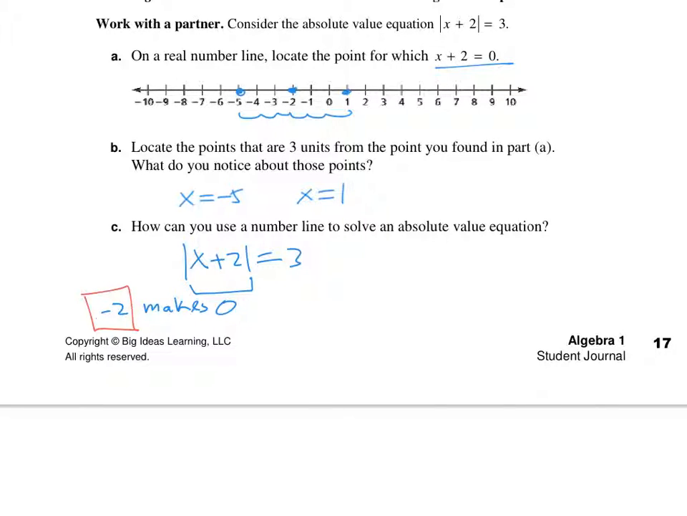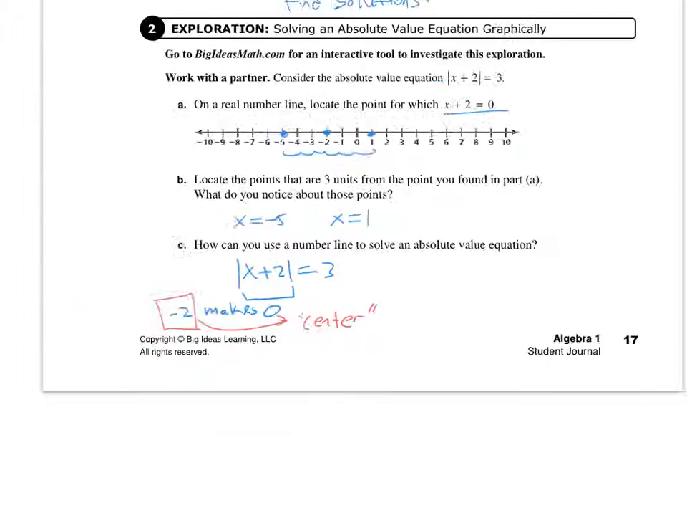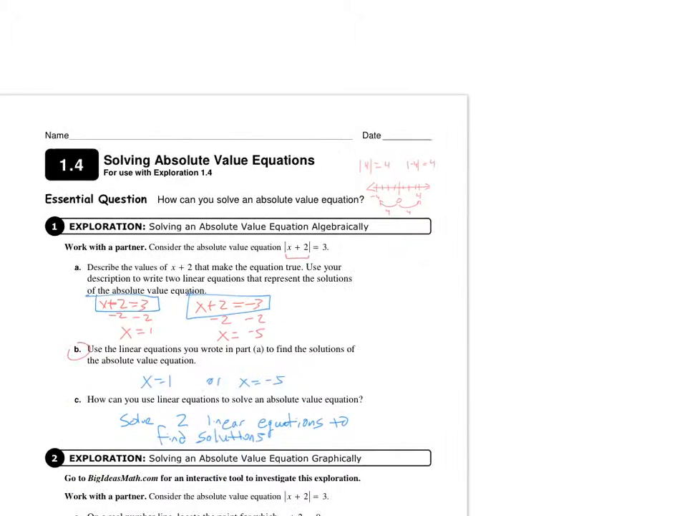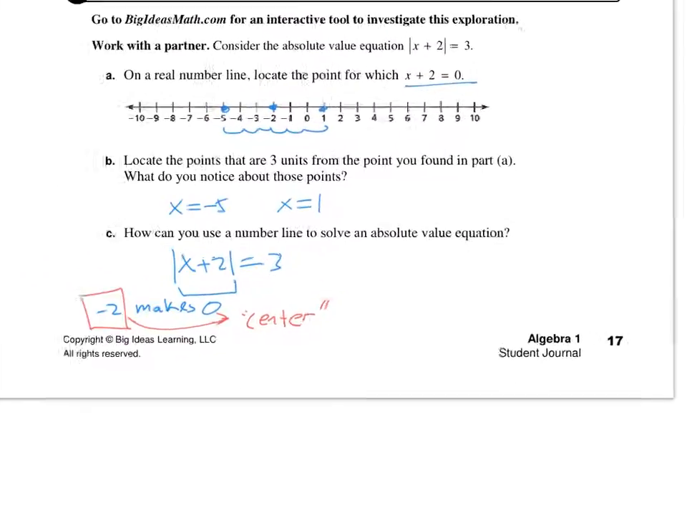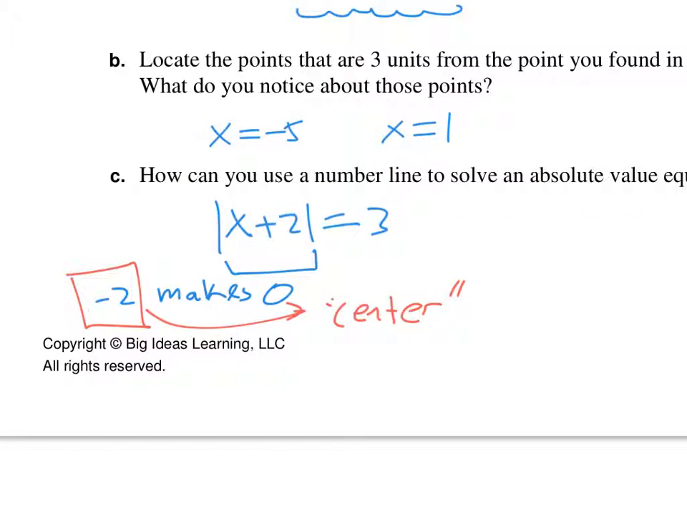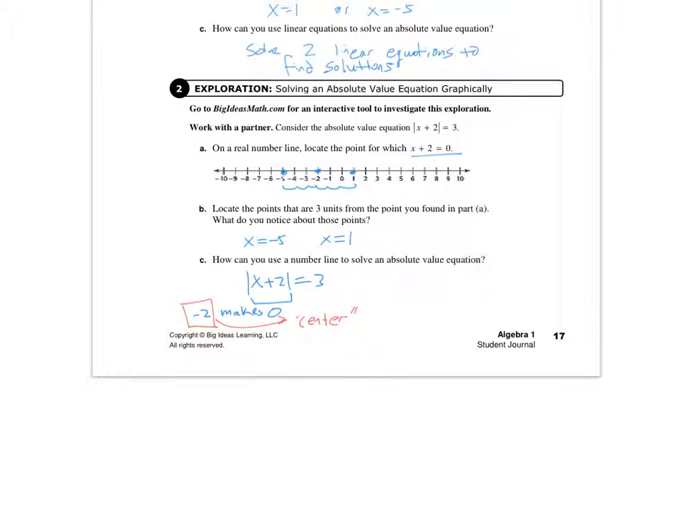This is the center. And absolute value means distance. Remember up here, absolute value meant how far 4 is from 0. Well, this means how far it is from negative 2, which is just the opposite of this. Don't stress too much about that now. Just keep in mind that absolute value means distance.